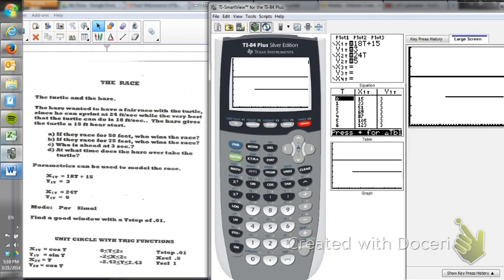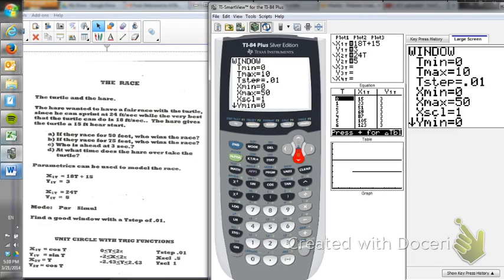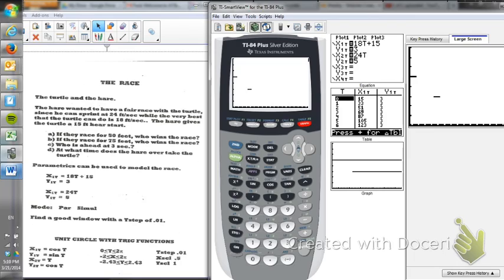Alright, now let's see who's going to win at 75 feet. So I'm going to make my window have an x max of 75. And let's see who's going to win at 75 feet. Alright, so the top one that time. So the hare wins at 75 feet. Now the next thing we can do is to figure out who's ahead at 3 seconds.